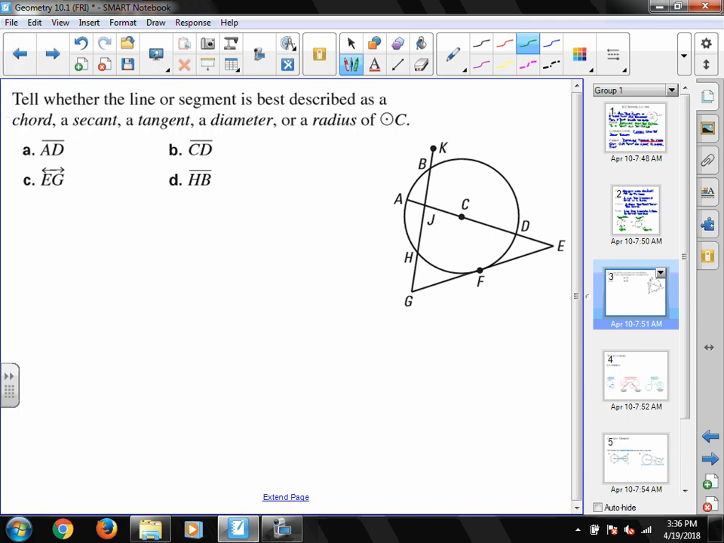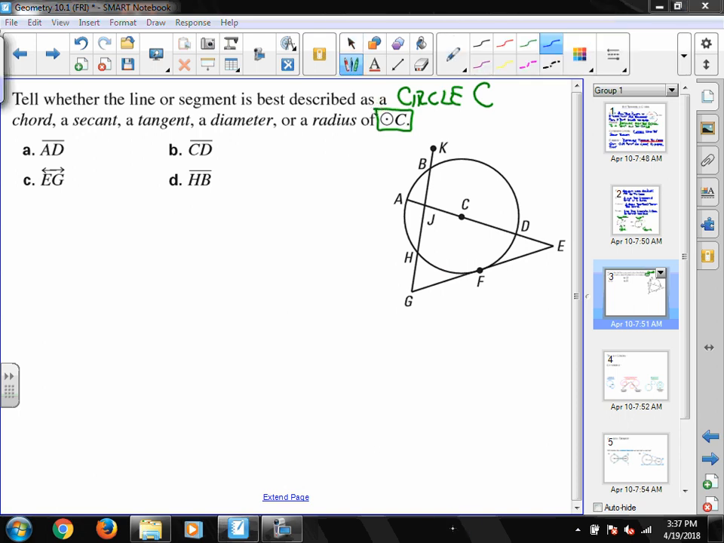Next part, we are going to tell whether the segment is best described as a chord, a secant, a tangent, or a diameter, or a radius of, and here's one thing right here. This is designating that it is circle C. So that's notation, kind of shorthand.